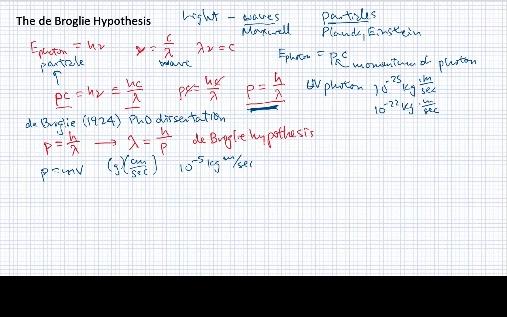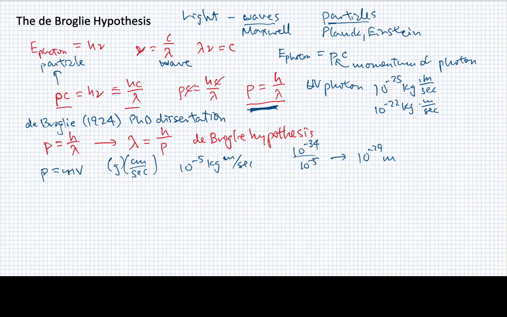Well, you can imagine that if we divide this into 10 to the minus 34, we'll end up with a wavelength that is about 10 to the minus 29 meters. Okay, not a very large wavelength. And this is why we don't typically see matter appearing as a wave. In fact, most pieces of matter are even bigger than this. Like a baseball, its wavelength is going to be perilously small.